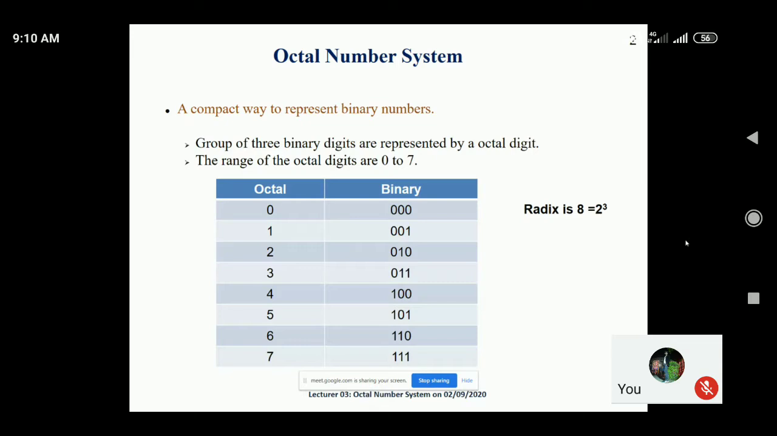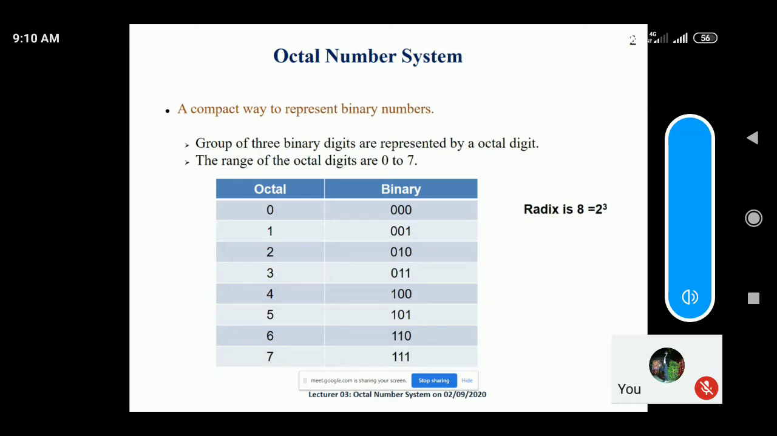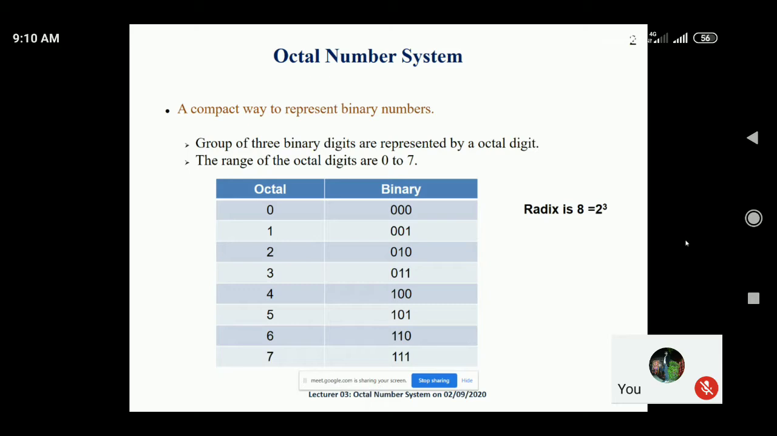Any octal digit, when we convert it into the form of 0 and 1, a sequence of binary form, is represented by only 3 binary digits. Why are we using 3? Because in this particular table we are going from 0 to 7. We start at 0 because the minimum value is 0 and the maximum is 7.